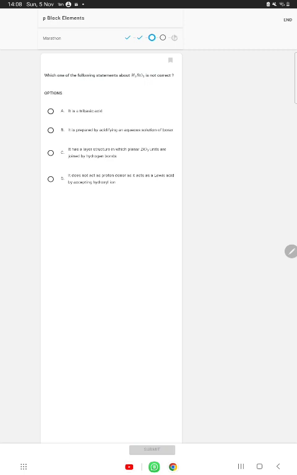Which of the following statements about H3BO3 is correct? Tribasic is not correct, it is not a tribasic acid. It is prepared by acidifying an aqueous solution of borax, correct. It has a layered structure, correct. It does not act as a proton donor as it is.